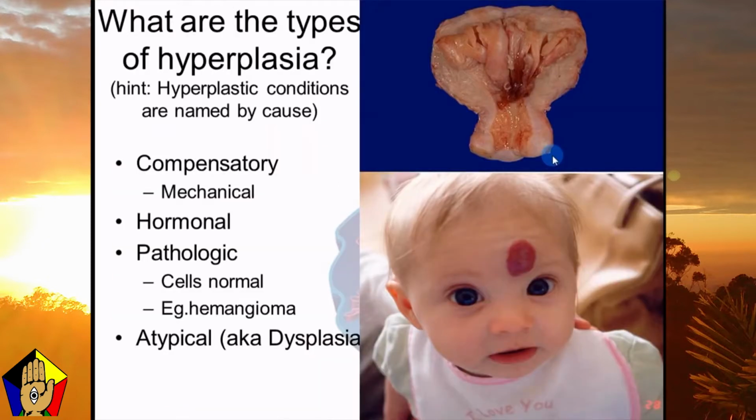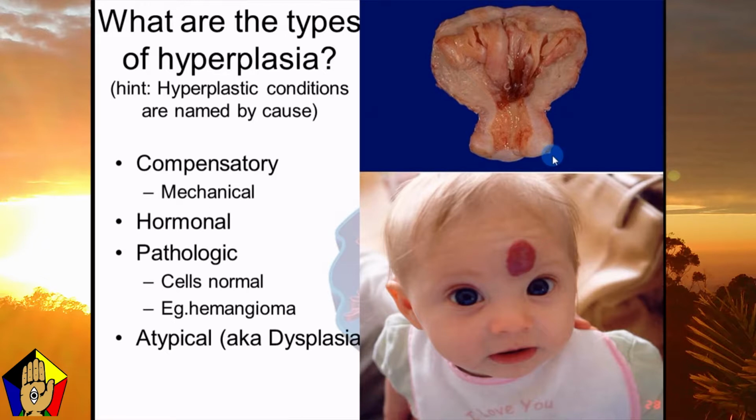Sometimes hyperplasia can be normal, like compensatory hyperplasia can be kind of normal. A good example of mechanical compensatory is if you work with your hands all day and you use tools, the friction on those tools on your hand cause what to start forming on your hand? A callus. A callus is a good example of compensatory hyperplasia.